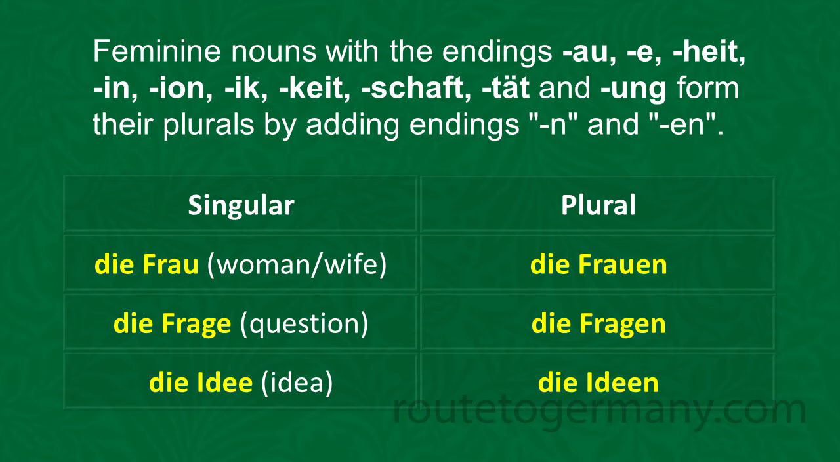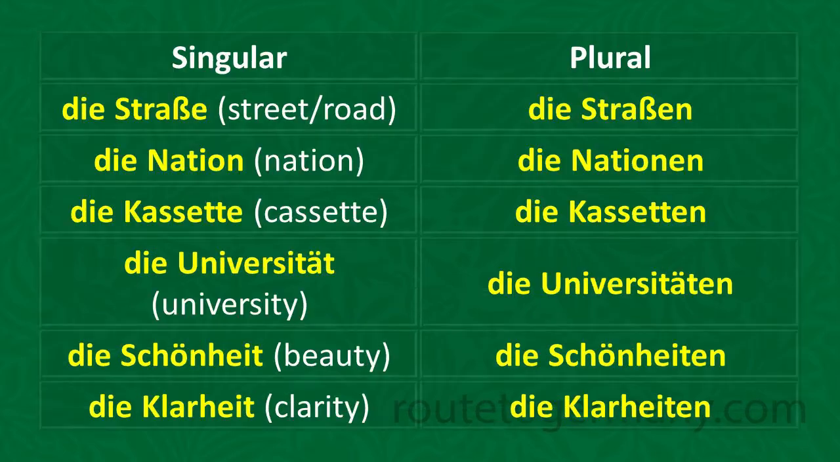Feminine nouns with endings ie, heit, in, ion, ik, keit, schaft, tät, and ung form their plurals by adding endings n and en, like die Frau, die Frauen, die Frage, die Fragen, die Idee, die Ideen, die Straße, die Straßen, die Nation, die Nationen, die Kassette, die Kassetten, die Universität, die Universitäten, die Schönheit, die Schönheiten, die Klarheit, die Klarheiten.